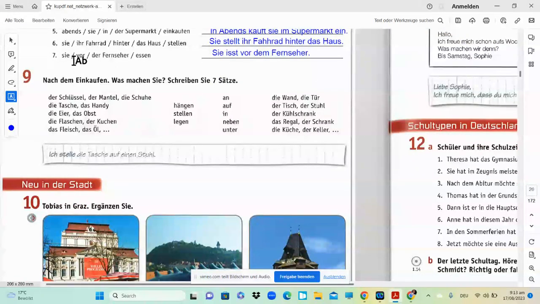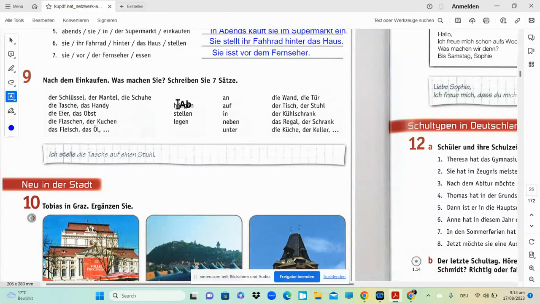Okay, and once you're done with that, like the einkaufen, after the shopping, where do you keep all these things? Normally I don't have any habit of keeping them at place, I have a bad habit, but you should keep them. Okay, so let's just try one or two sentences. So der Schlüssel, der Mantel, die Schuhe. Maybe you can keep them or they lie, and where do you keep them?